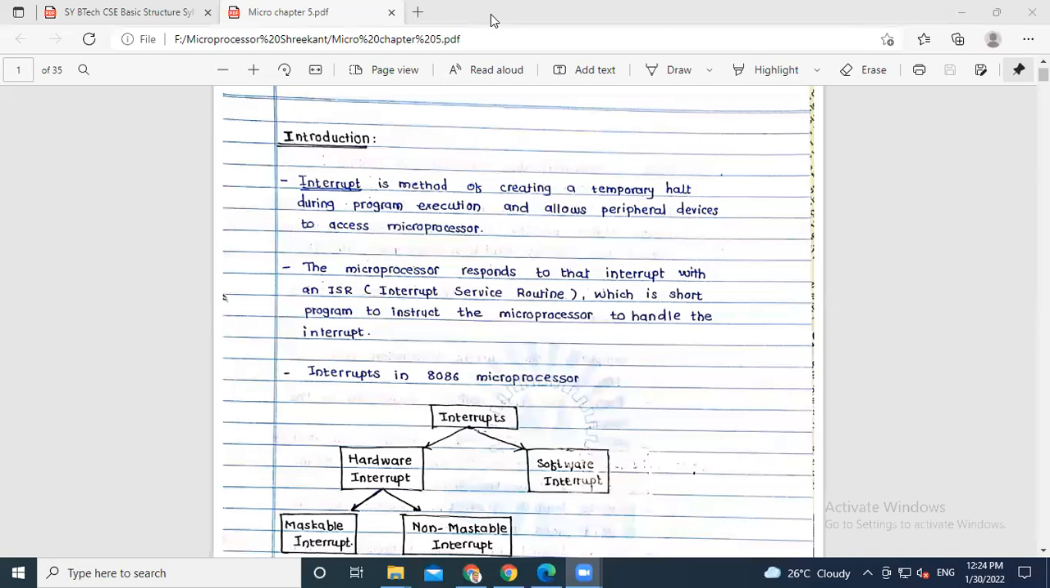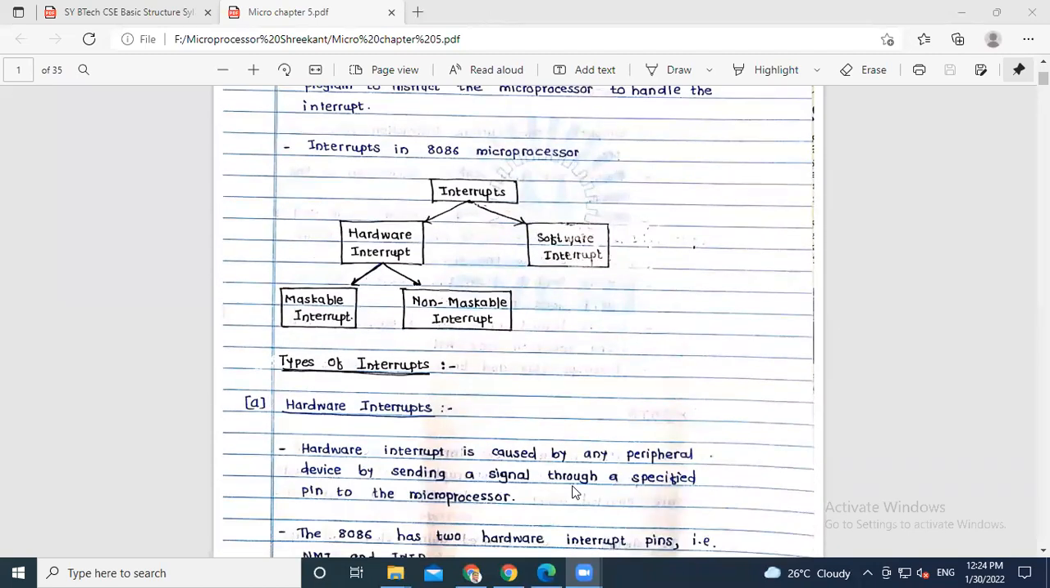So in interrupts, there are two types: hardware interrupts and software interrupts. Clearly, I have to mention here, it is hardware interrupt and software interrupts. Again, in the hardware interrupts, there are two types: maskable interrupt and non-maskable interrupt. Again, in the software interrupts, there are 256 types, that is 0 to 255.